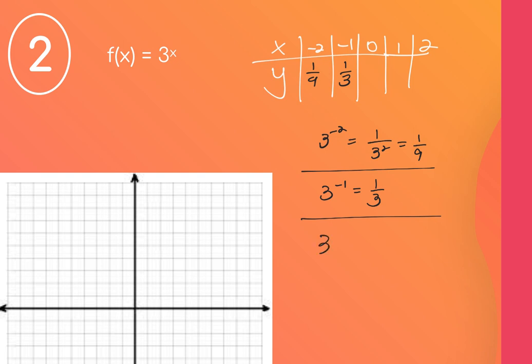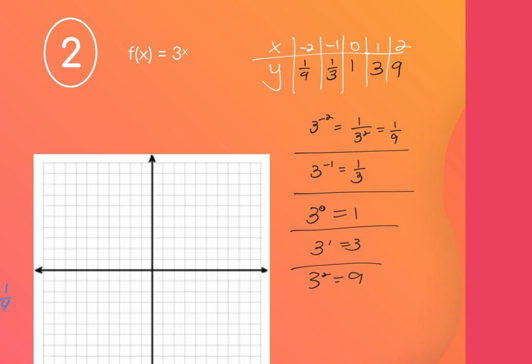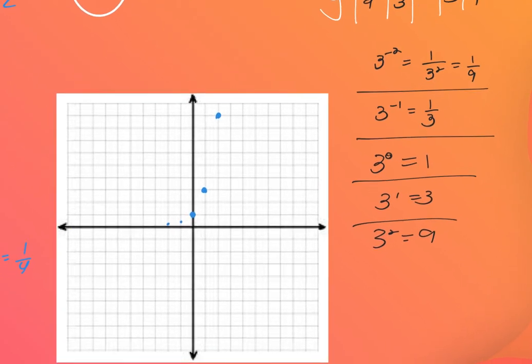3 to the 0 would be 1. 3 to the first would be 3. And 3 to the second would be 9. And then we plot them. -2, 1/9. -1, 1/3. Not going to be perfect, but as long as it's lower and higher than it should be. 0, 1, 1, 3, 2, 9. Again, horizontal asymptote at 0 still. We'll see what happens in a minute when it's not. And then connect it to get your curve.